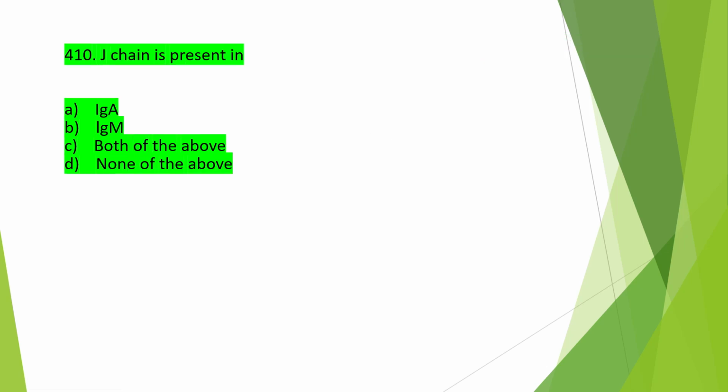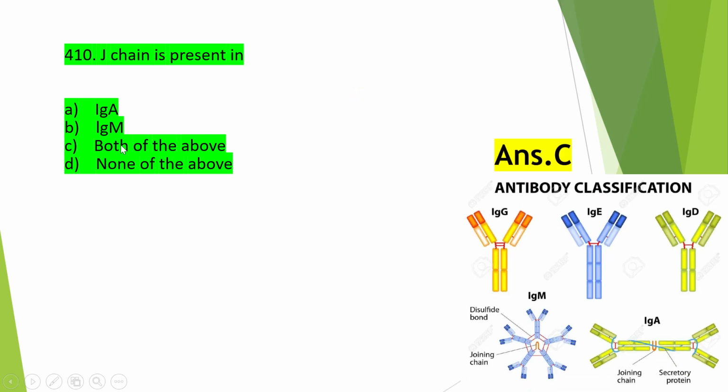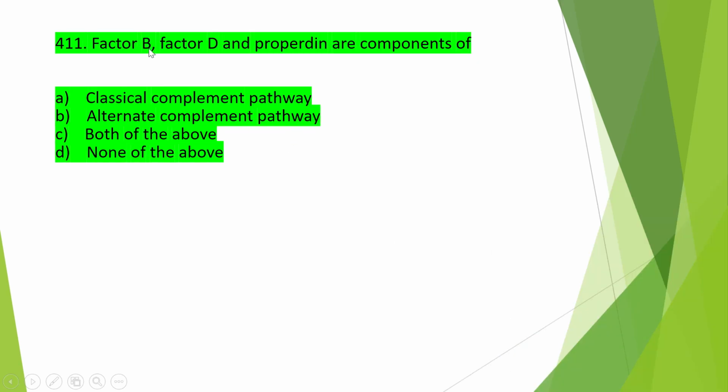Okay, so move on to the next. J chain is present in IgA, IgM, both of the above, or none of the above, and the right answer is option C, that is both of the above. So J chain is present in IgA and IgM. So here you can see the J chain is present in IgM and also in IgA.